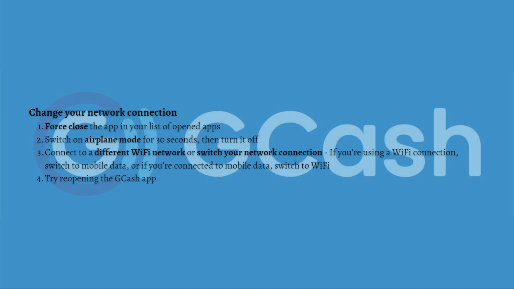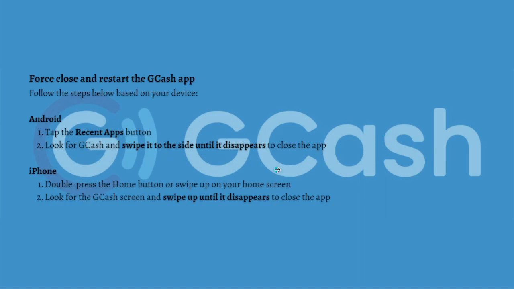And then if the problem persists, what you can do next is to force close and restart the GCash app. So you can follow the steps right here based on your device. For Android, just tap the recent apps button and look for GCash and swipe it to the side until it disappears to close the app. And for iPhone, just double press the home button or swipe up on your home screen and look for the GCash screen and swipe up until it disappears to close the app.